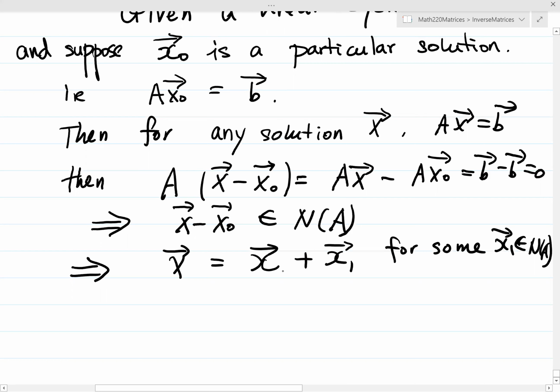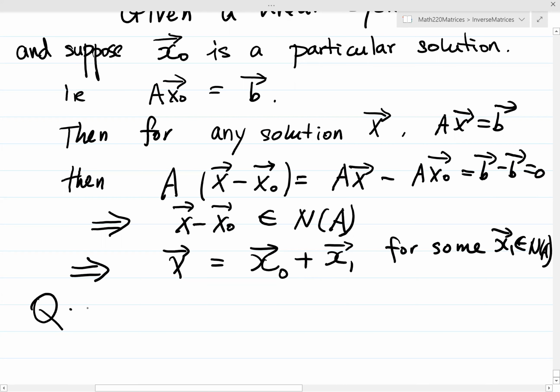Now the question is, does the solution x0 actually exist or not? Because here we assume a solution x0. We don't know whether x0 exists or not, so we assume it exists. But then we find the general solution is the particular solution x0 plus any vector in the null space.